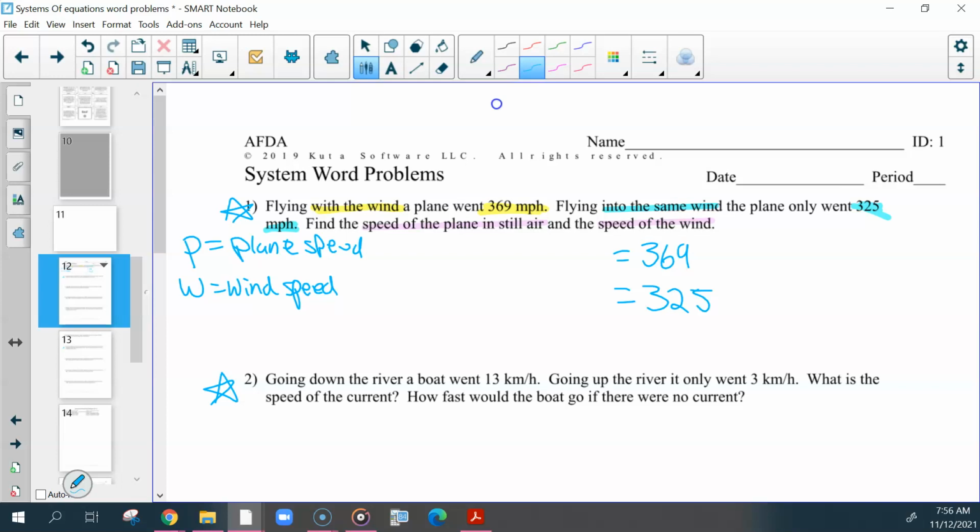If the plane is flying with the wind, that means the wind is kind of helping it. So whatever the plane speed is and the wind speed is making it go faster. So we're going to add those two together. We don't know what those two are, but we can add P and W, whatever that is, would give us 369.